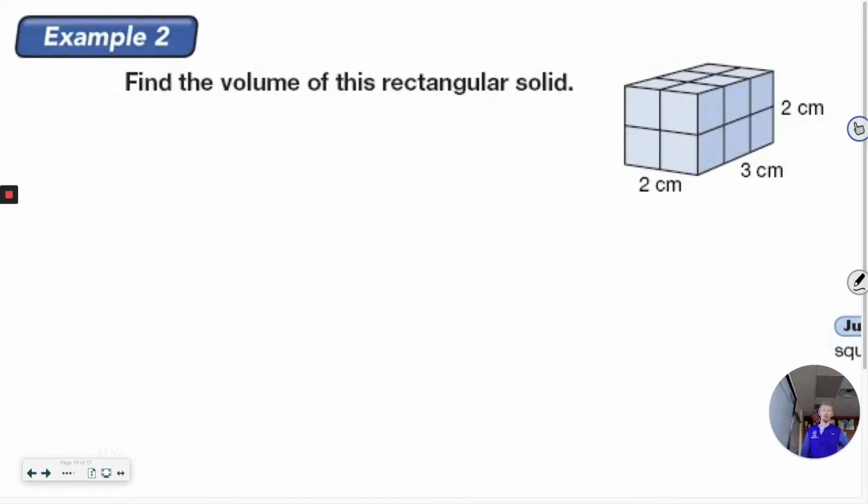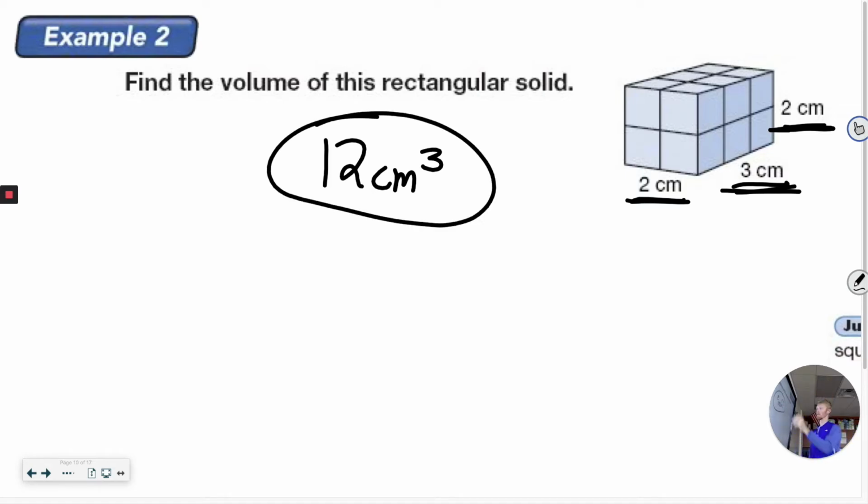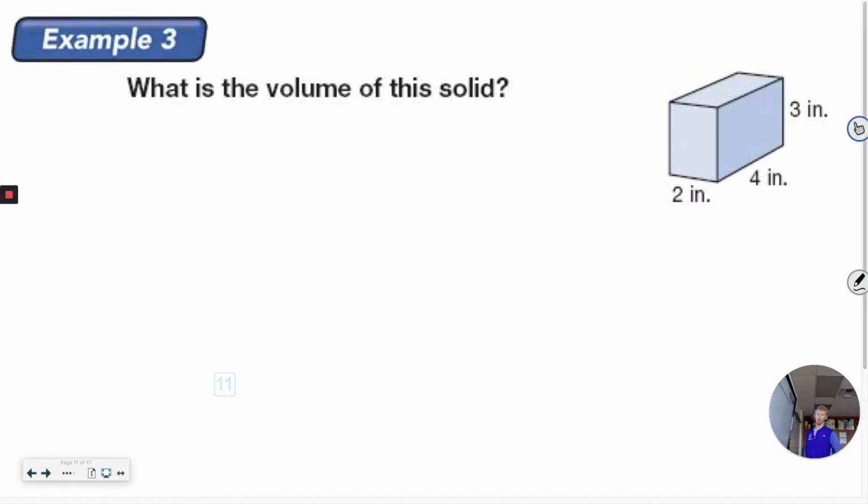All right, so let's find the volume of this rectangular solid. Base times width times height. So I have 2 times 3 times 2. 2 times 2, I know is 4. 4 times 3, I know is 12. So 12 centimeters cubed would be the volume of this one. Go ahead and try this next one on your own.